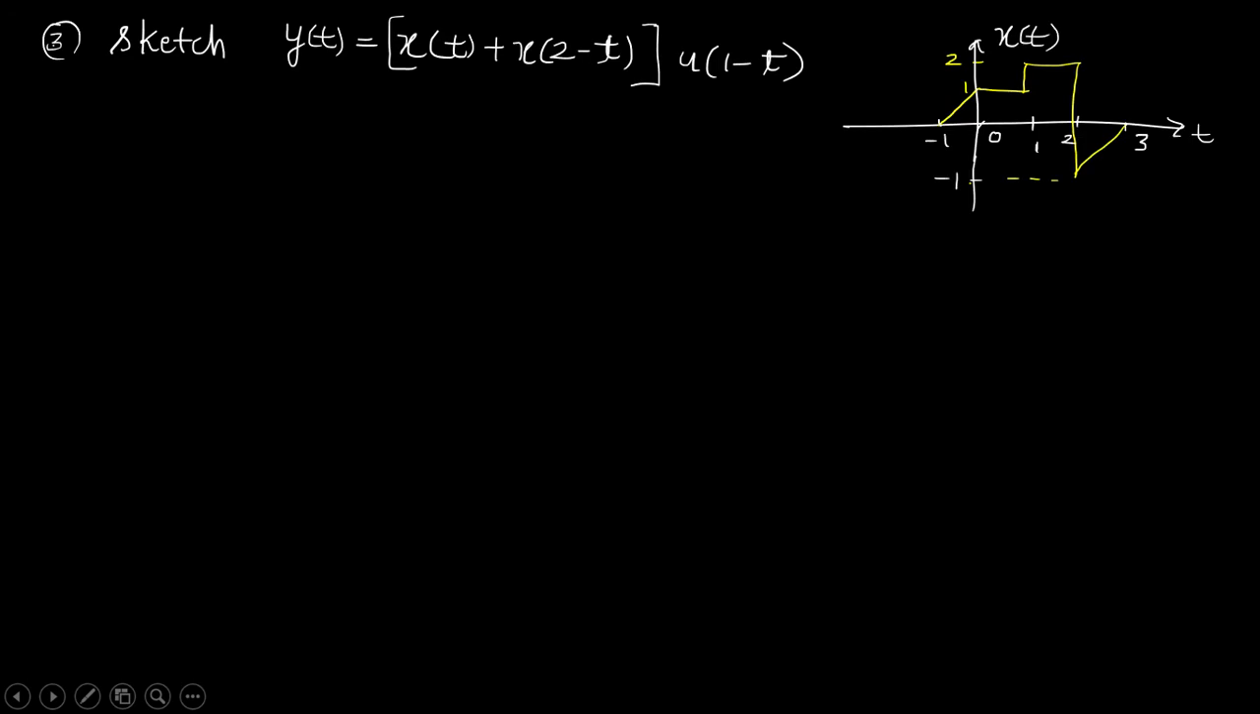Now going to the third example of sketching signals. Sketch y of t. You need to sketch the y of t signal: y of t equals x of t plus x of 2 minus t, times u of 1 minus t. What is x of t? That is given in the problem here. So this is x of t. For this x of t, you have to sketch this entire equation.